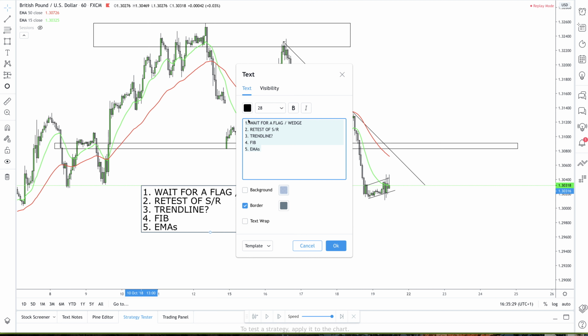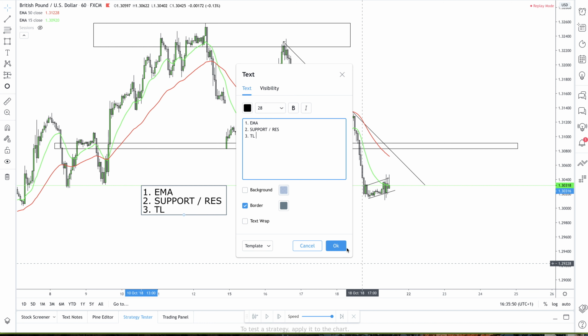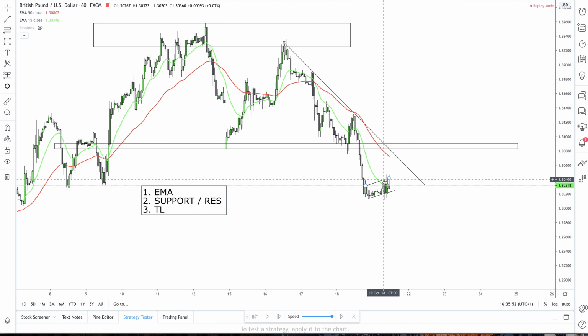These barriers can be behind an EMA. It can be behind support or resistance. It can be a trend line, etc. Say previous highs and lows, that's basically support and resistance. These are the three main barriers that we come across. This here is a perfect example.